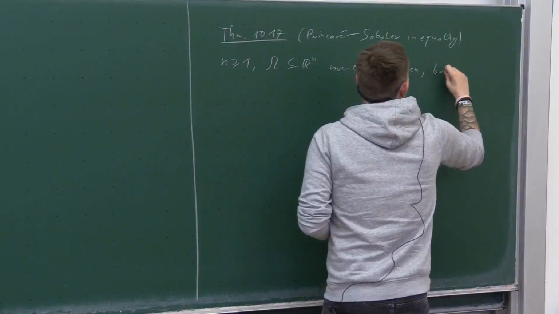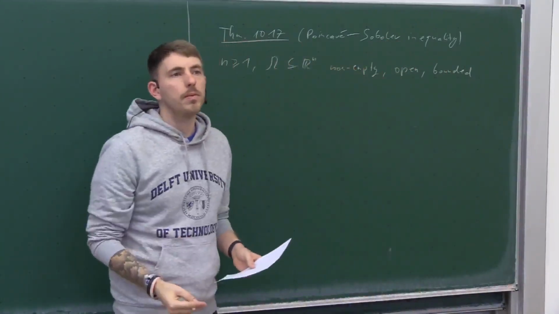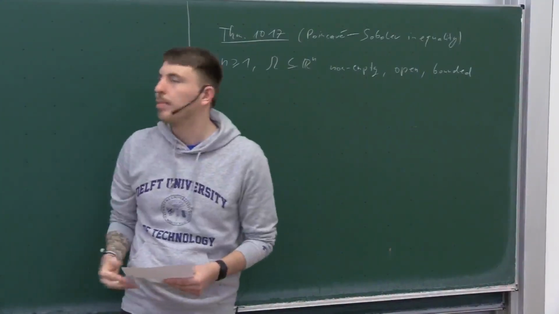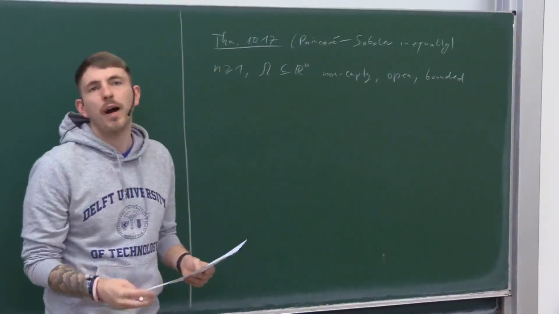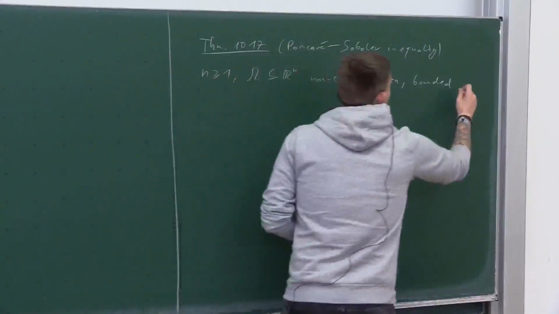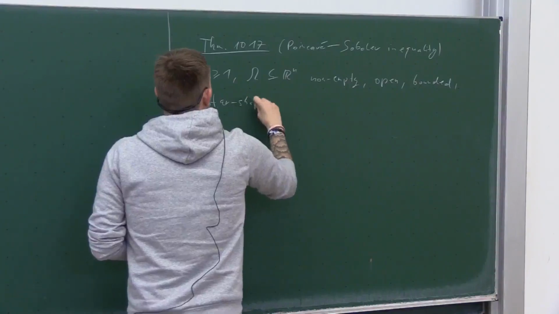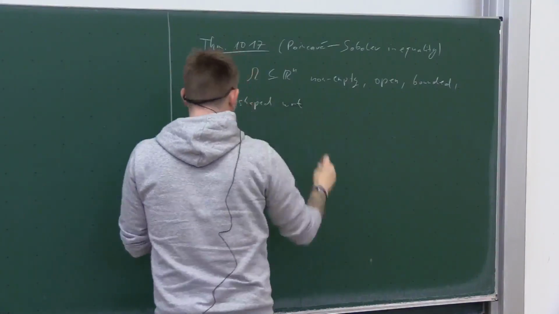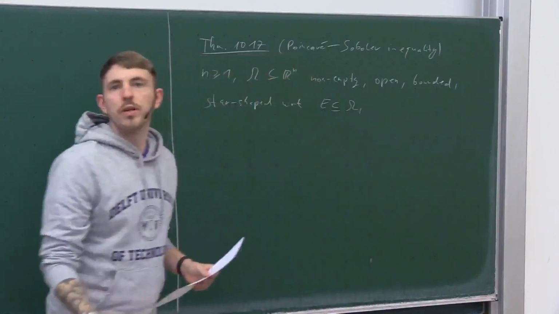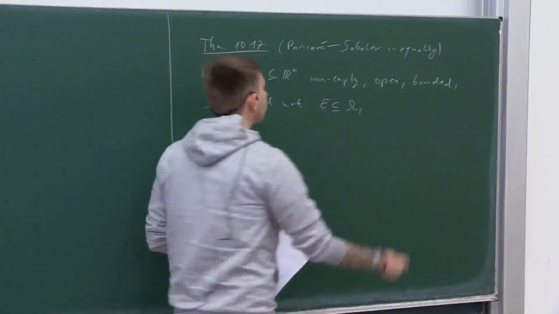We need it to be bounded. Here you might ask, in the past when we discussed Poincare type inequalities, we sometimes said maybe finite measure is okay, but here we really need bounded and not just a finite measure. And the last point is that it's star-shaped with respect to E in omega, and we need two additional properties for E. The first one, also a simple compatibility condition, is that it's measurable.